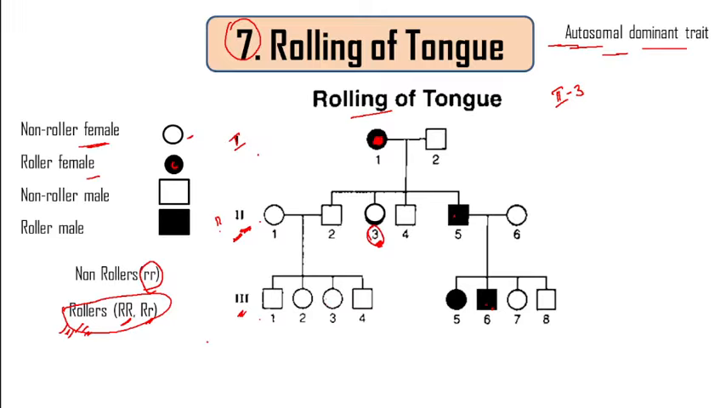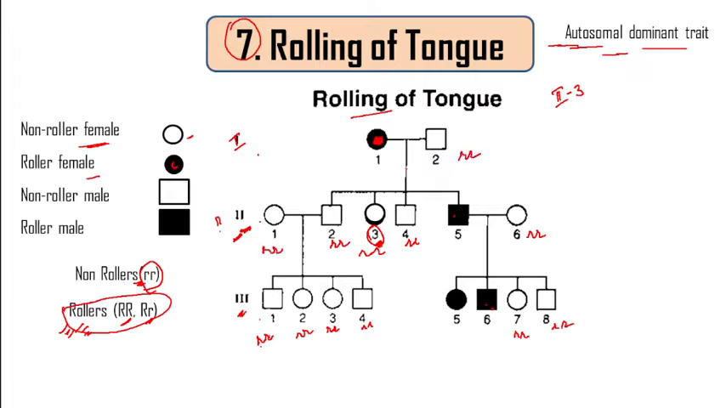In case we have to write the genotype of the entire pedigree chart, first of all, for the non-rollers, the ones which are shown to you in the blank circles and squares, there is no other option. Only small r is the option available to us for non-roller. So we are going to write small r for all the individuals which are non-shaded. Here small r, this also small r, this also, and this also.